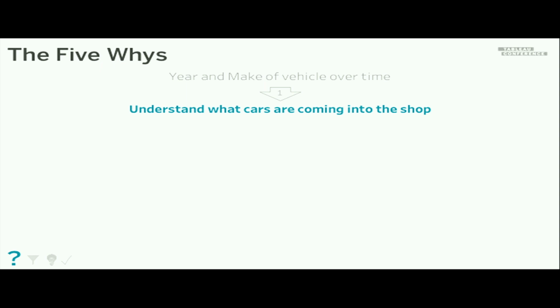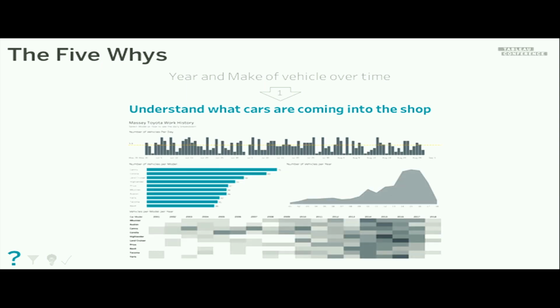Now, I could have stopped here. I could have figured I just asked a really stupid question and got on with building the dashboard, and it would have looked something like this. This dashboard optimizes for what cars are coming into his shop, and it allows him to explore. This is exactly what John asked me for, and a lot of us probably do stop here.